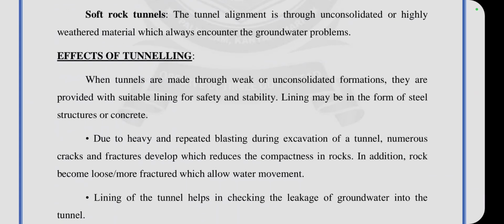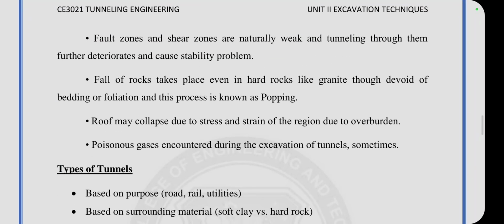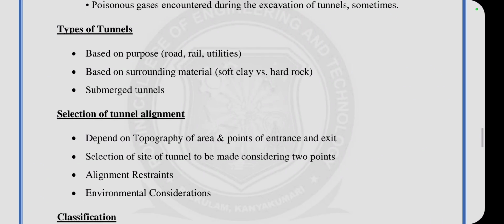When the tunnels are made through weak or unconsolidated formations, they are provided with support, due to heavy and repeated blasting during excavation of a tunnel. Compactness in rocks is affected. In addition, rock becomes loose and fractured, which allows movement. Then the fault zones, the fall of rocks, and the roof may collapse due to the stress and strain of the region due to the overburden. Then the types of tunnels: based on the purpose of tunnels, then based on the surrounding materials. The purpose means the roadway, and so on; the surrounding materials are soft clay or hard rock.